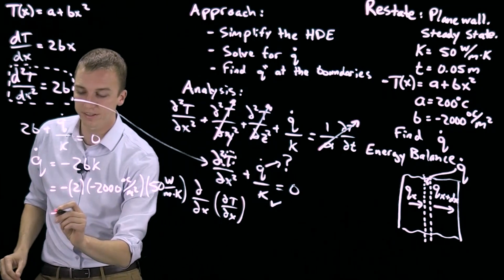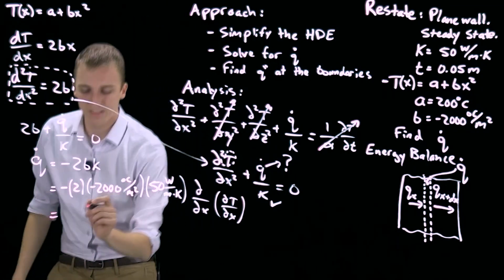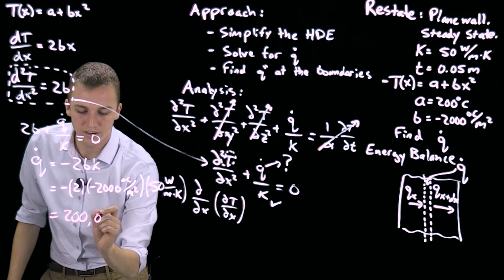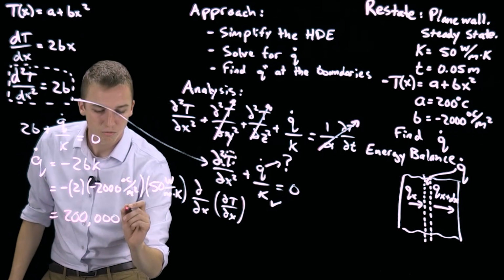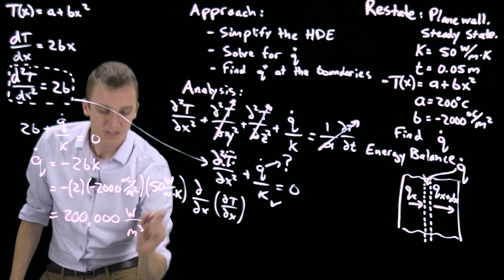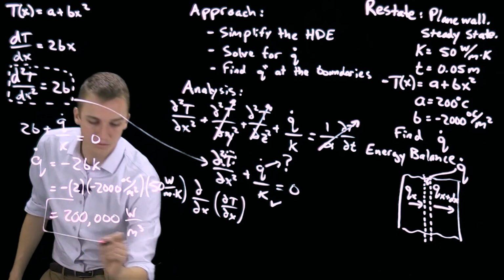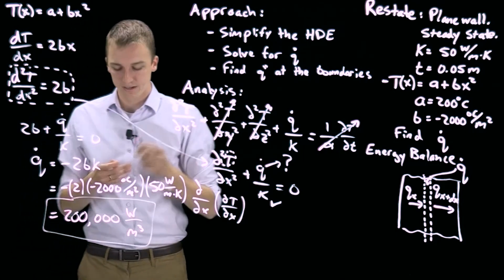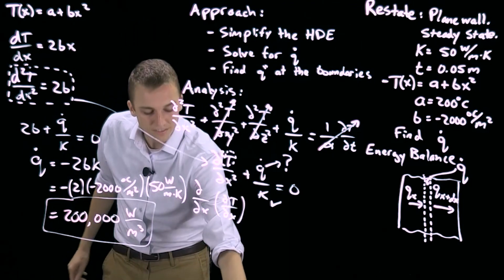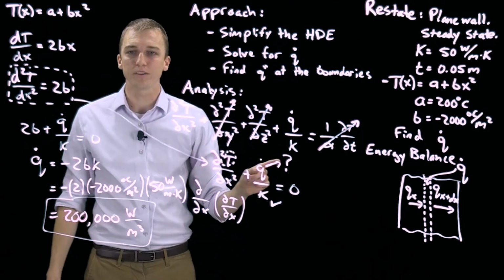So doing that calculation, we are left with 200,000 watts per meters cubed. And that is the value we are looking for, q dot. So now it remains to find the heat flux at each wall.